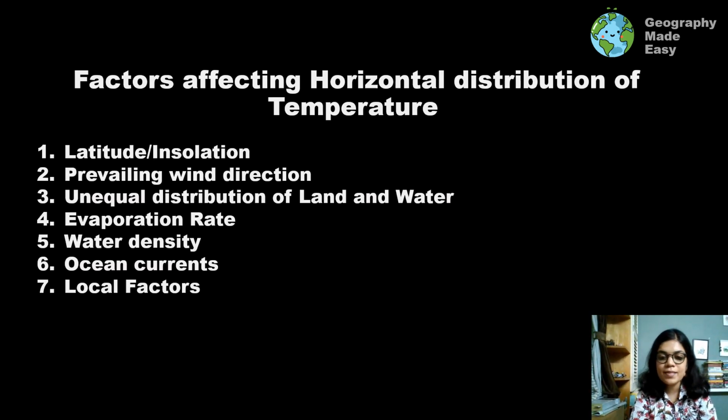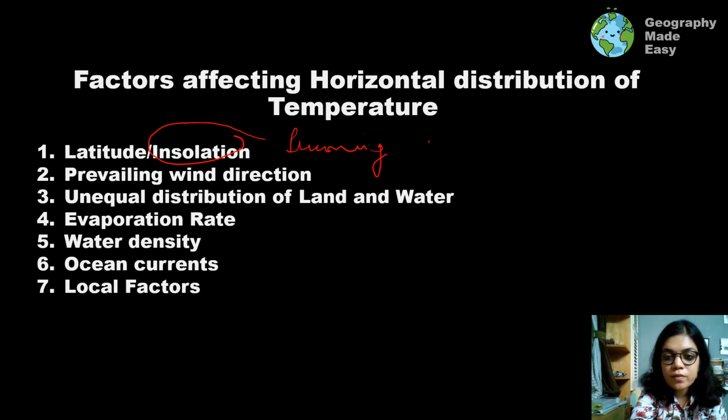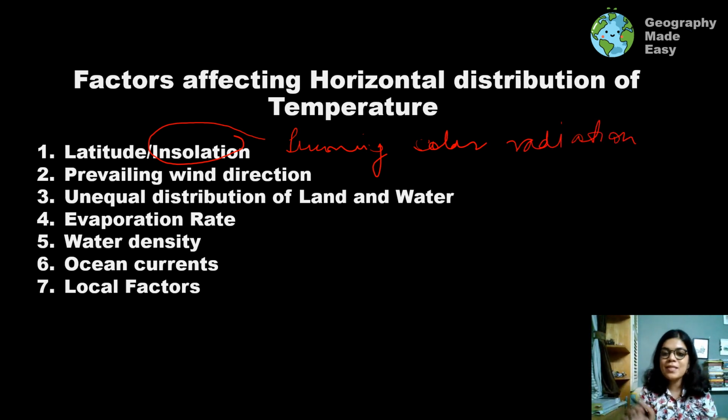Now we will be discussing the factors which affect the horizontal distribution of temperature. So we will be discussing what exactly affects the surface temperature of the oceans and the seas all over the world. The first one is latitude and insolation. The meaning of the word insolation is incoming solar radiation. So this is basically, in simple words, sunlight which reaches the surface of the earth.